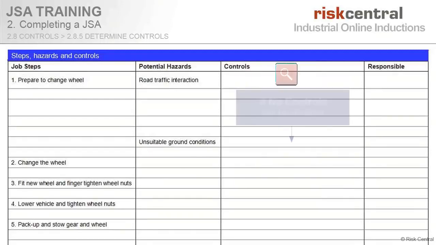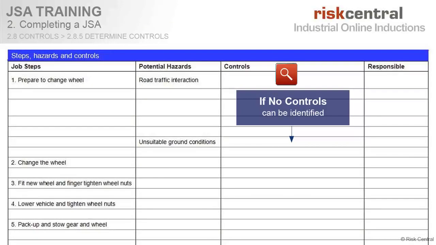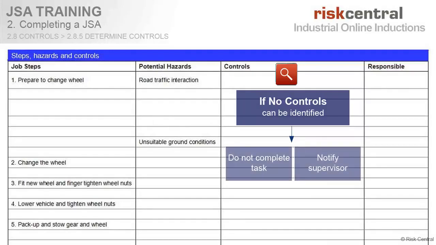Remember, if no reasonable or practical controls can be identified to reduce the risk to acceptable levels, then the task must not be completed. Notify your supervisor to discuss. Higher level risk assessment tools or job redesign may be needed.